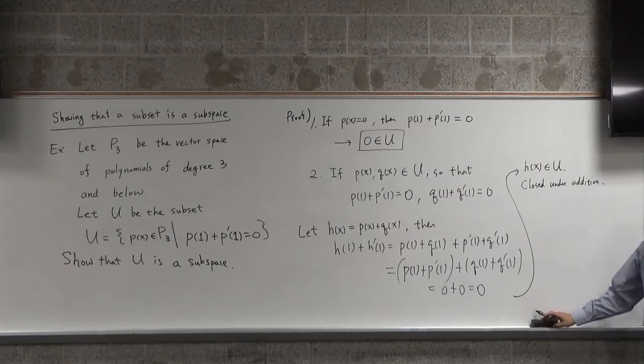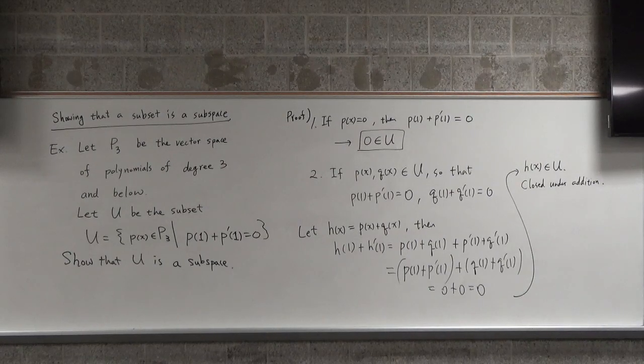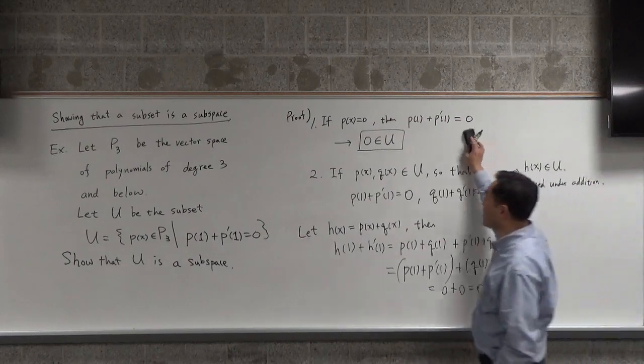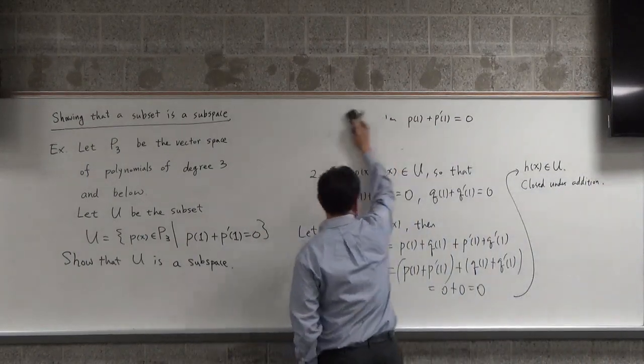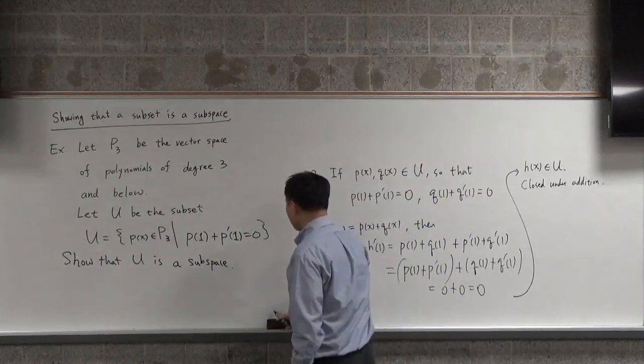Okay. What's the last step I have to do? Prove it with vector multiplication. I mean, yeah, scalar, yeah. So closed under scalar multiplication. So now we go for number 3.